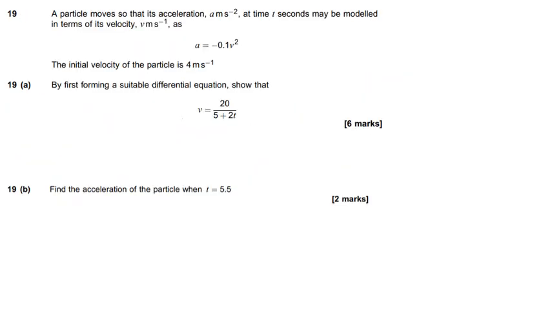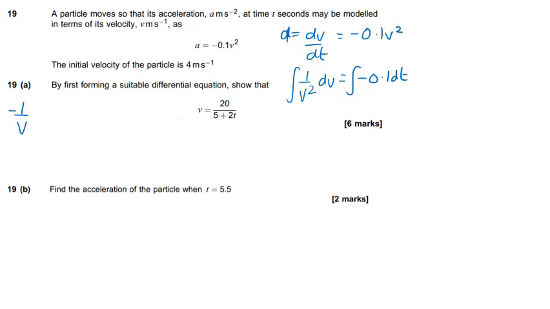Last question then. We've got an equation for the acceleration of a particle in terms of its velocity, and we need to form a differential equation to find an equation for v in terms of the time. So we know that the acceleration is equal to dv by dt, and the acceleration that we're given is 0.1 v squared. We use separation of variables, so bring all the v terms to the left hand side. We've got 1 over v squared dv, and we'll move the dt to the right, and then integrate both sides. That gives us minus 1 over v is equal to minus 0.1 times t, plus c.